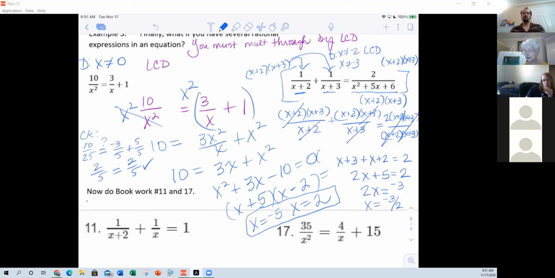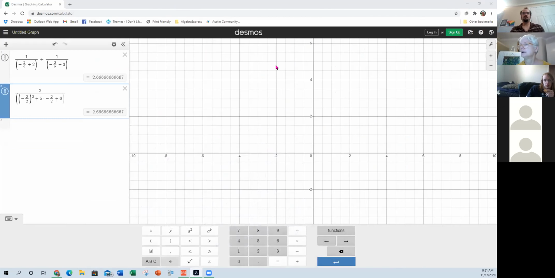And if you want to check it, you can just use your calculator. I did it already. So I took the negative 3 halves and I put it in here. 1 over negative 3 halves plus 2 plus 1 over negative 3 halves plus 3 is equal to 2.6 repeating. And then I also put it into the second rational equation, 2 over negative 3 halves squared plus 5 times negative 3 halves plus 6, came up with the same thing. So I know I'm in good shape.